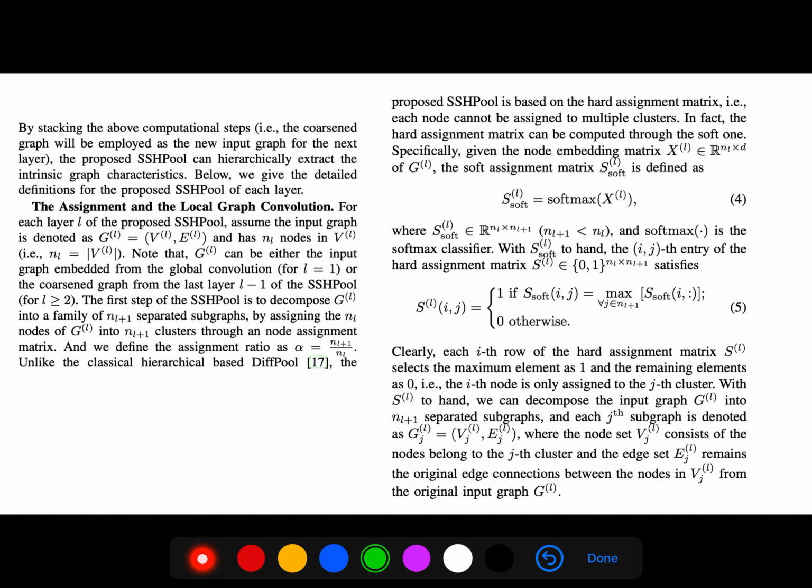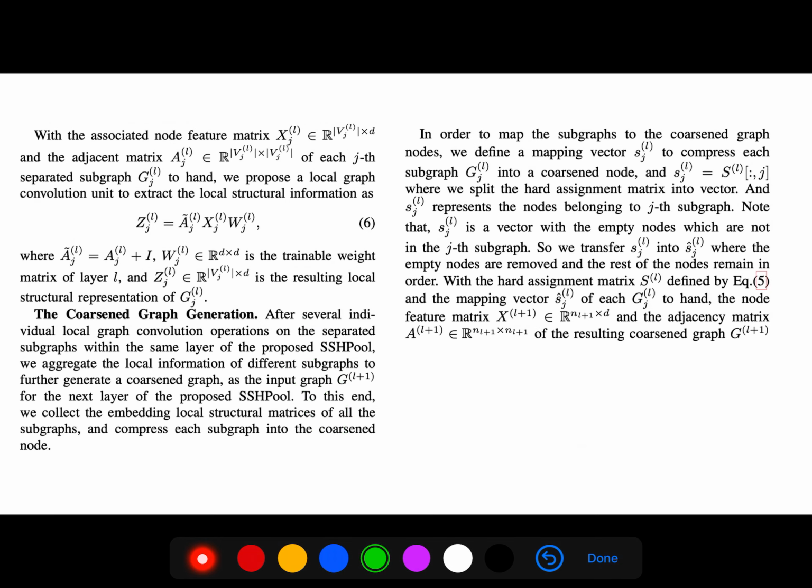So we define the assignment ratio alpha, and unlike the classical hierarchical DiffPool, the proposed SSHPool is based on the hard assignment matrix. Each node cannot be assigned to multiple clusters. In fact, the hard assignment matrix can be computed through the soft one. Specifically, given the node embedding matrix, the soft assignment matrix is defined as this, and then you make it hard.